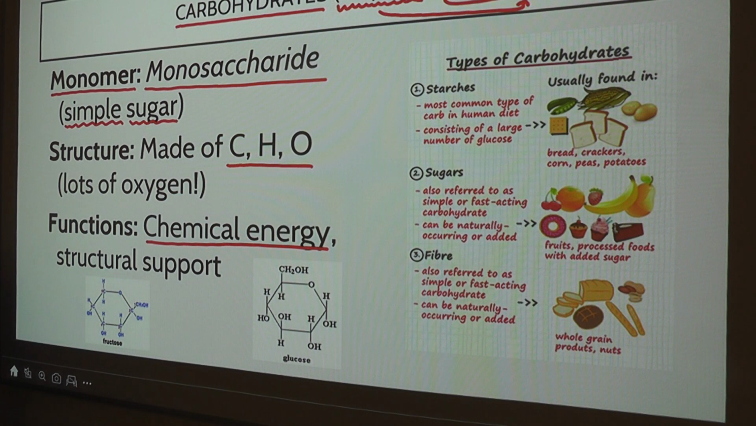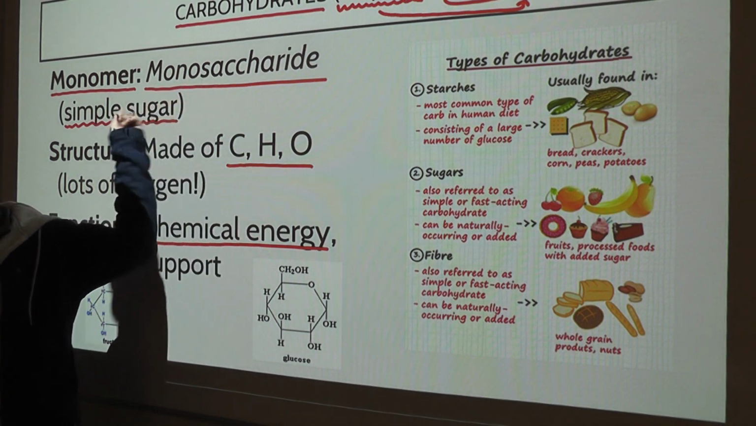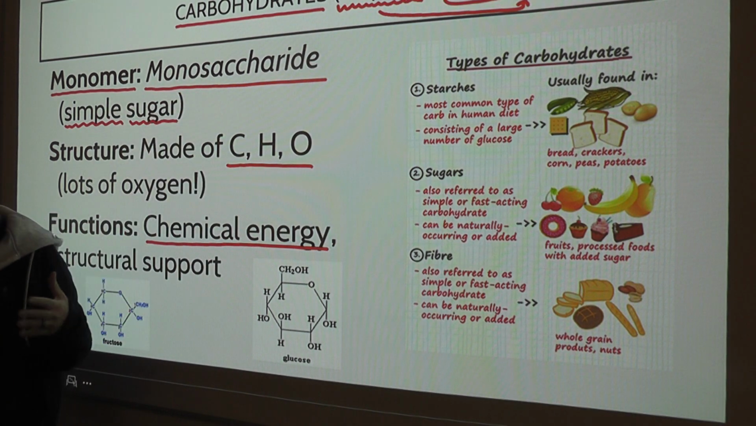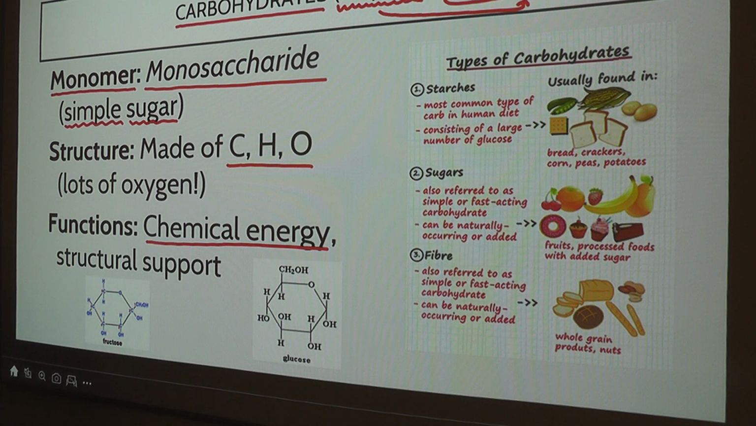We can also get energy from real long chains of carbohydrates called starch. So potatoes have a lot of starch in them. Those are sugars. They don't taste sweet, but they are long polymers of monosaccharides hooked together. We can also make lots of structural things out of carbohydrates.